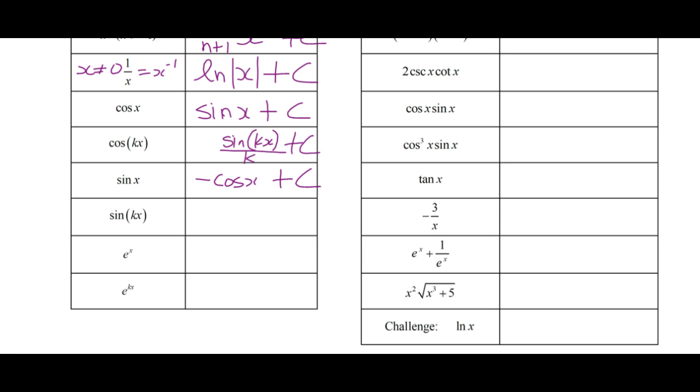So for sine kx, it's negative cos of kx over k plus c. Then e to the x: the antiderivative is e to the x plus c, since the derivative of e to the x is e to the x. So the antiderivative of e to the x is e to the x plus some arbitrary constant. For e to the kx, it's 1 over k times e to the kx plus c.